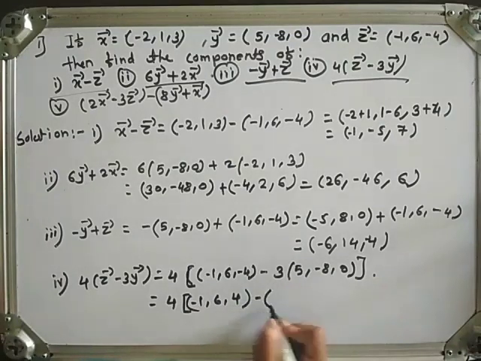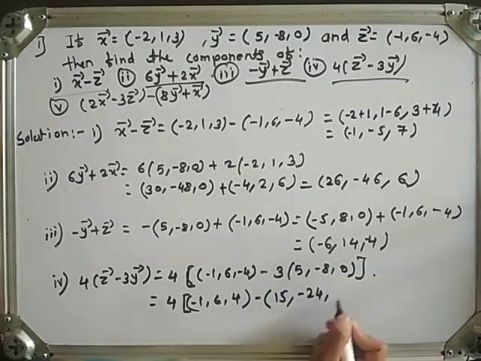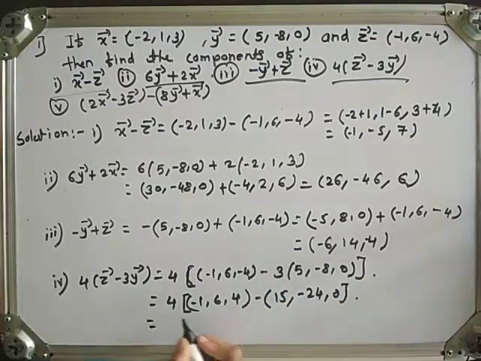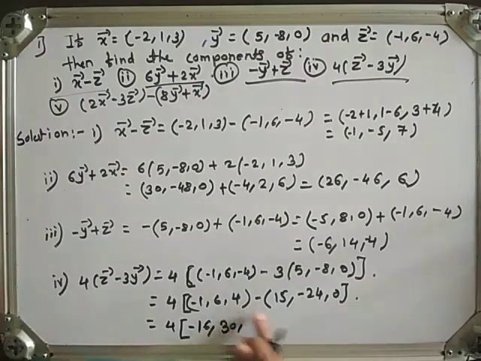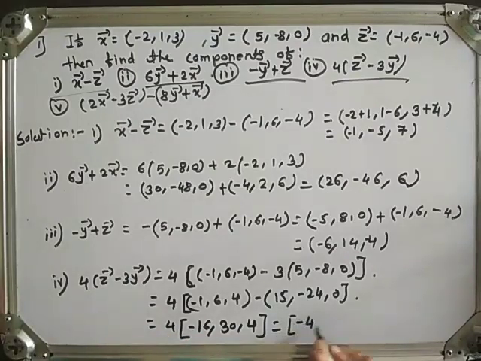What we get? 3 into 5 is 15. 3 into -8 is -24, 0, which is nothing but 4 into -1, 6, -4 minus 15, -24, 0. That is -4 minus 15 is -19... -1 minus 15 is -16. 6 plus 24 is 30, and -4 minus 0 is -4, which is equal to -16 into 4 is -48.